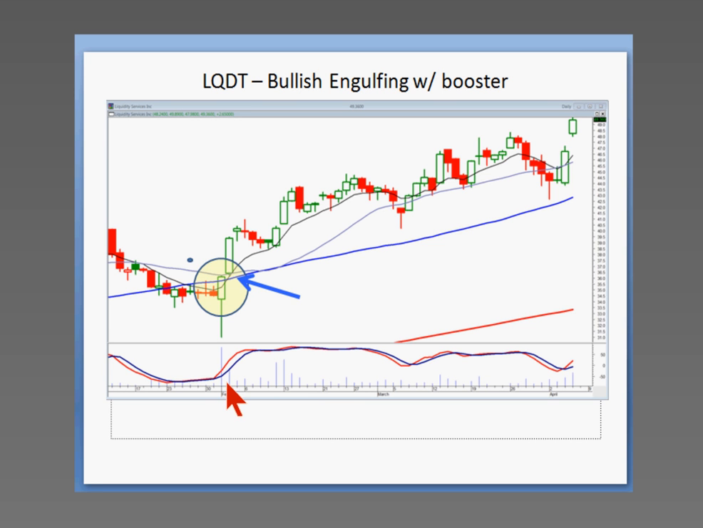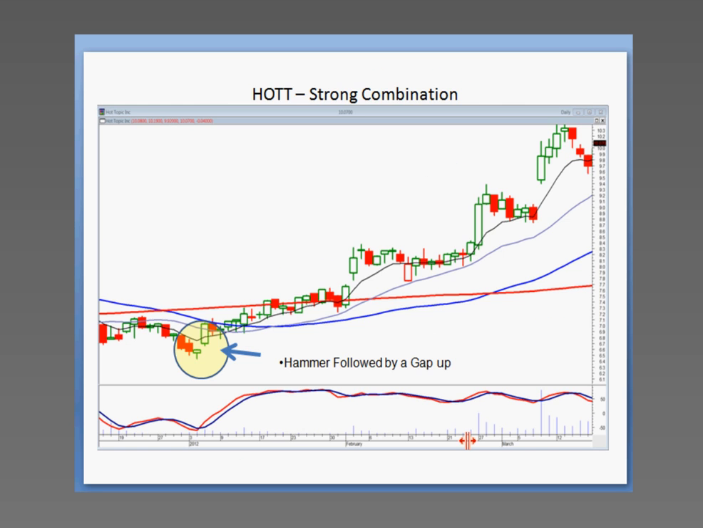Yes, that's also, it's not a prerequisite, but it's an added confirming indicator that you're seeing a lot of change of investor sentiment right at a time where there's a reversal going on. Little hammer doji followed by a gap up. Stochastics curling back up. Just puts you in the right place at the right time.